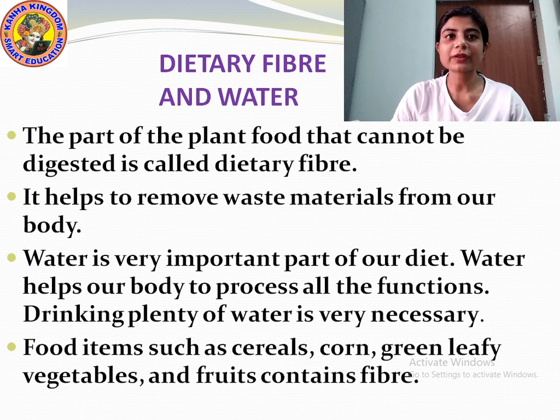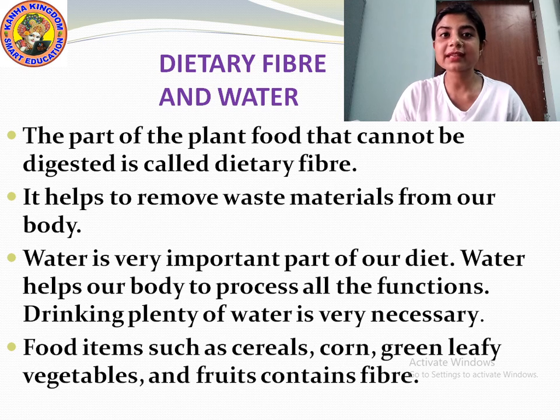Understood? Then food items such as cereals, corn, green leafy vegetables and fruits contain fiber. Cereals means the pulses that you eat. Corn, green leafy vegetables and fruits all contain a good amount of fiber.